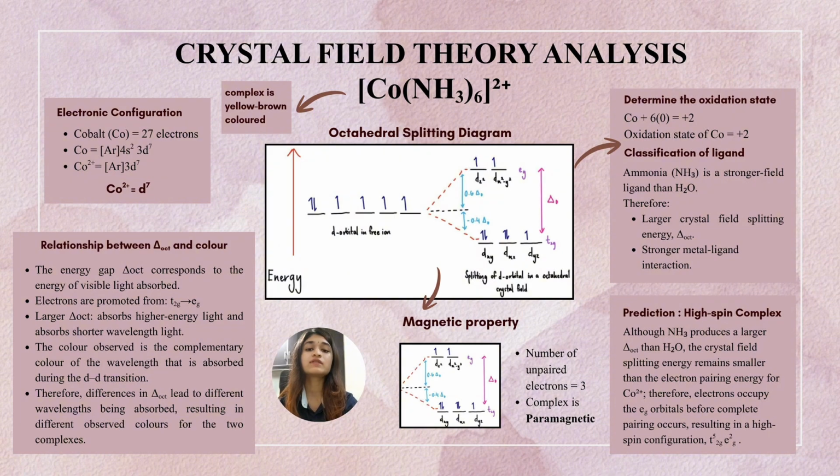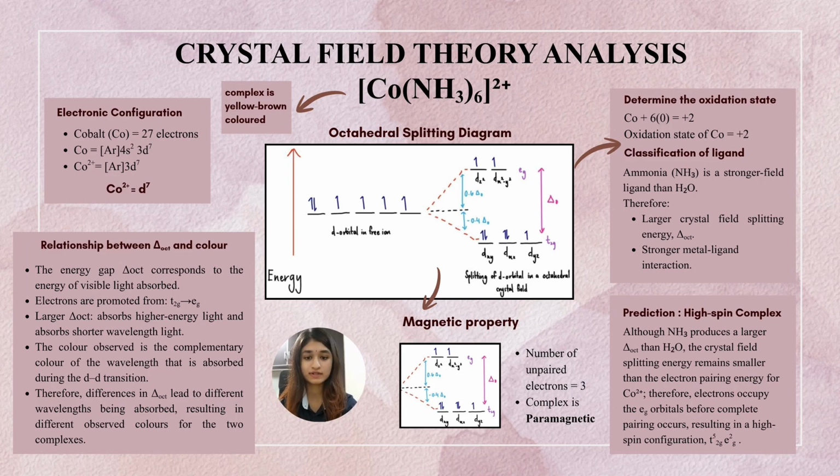Finally, the larger crystal field splitting energy means that more energy is required to promote an electron from the t2g orbitals to the eg orbitals. Consequently, the hexaamminecobalt complex absorbs higher energy, shorter wavelength light than the hexaaquacobalt complex. Since the observed color is complementary to the light absorbed, the two complexes exhibit different colors. Therefore, although ammonia increases the crystal field splitting energy, the hexaamminecobalt complex remains a high-spin paramagnetic d7 complex with 3 unpaired electrons.